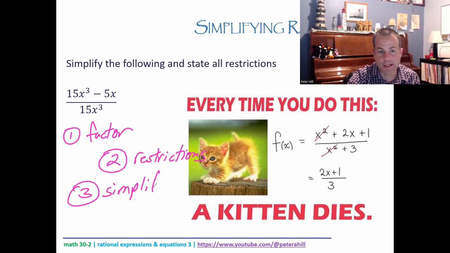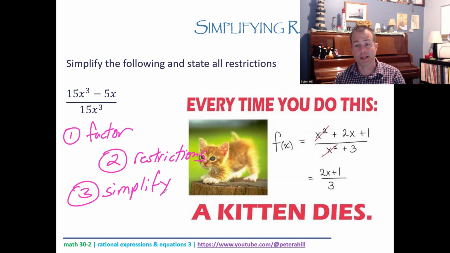Okay, so those are the things I do, in this order, for literally every rational question that I come up with, even as we go on to the next lesson and we start multiplying and dividing and the questions look more complicated. I'm always starting with these three things. Number one, factor. Number two, state the restrictions. Number three, simplify. Okay. All right.